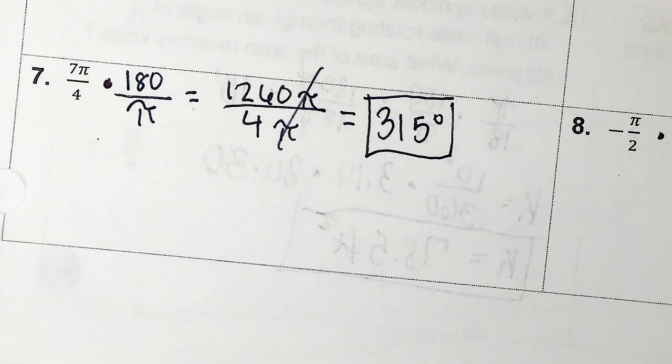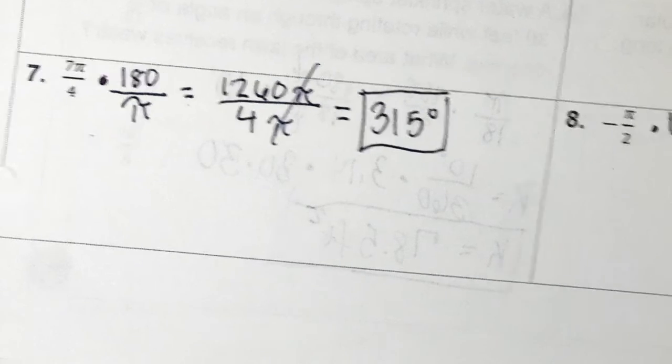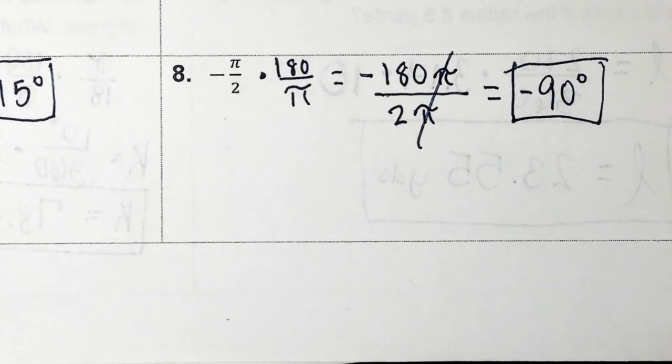Let's see what you got for number 8. Yeah. Yep. And the only one I want to mention is 90 degrees. It makes sense for pi over 2 to be 90 or negative 90, because pi itself would be 180. Pi is 180 degrees, so half of pi would be half of 180.